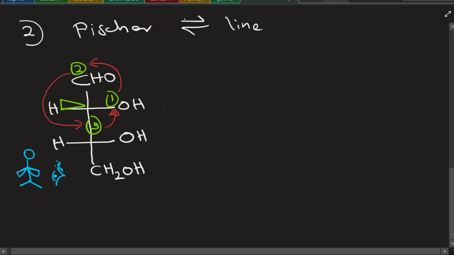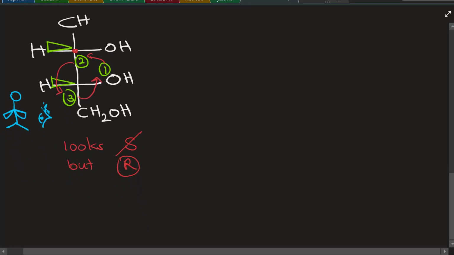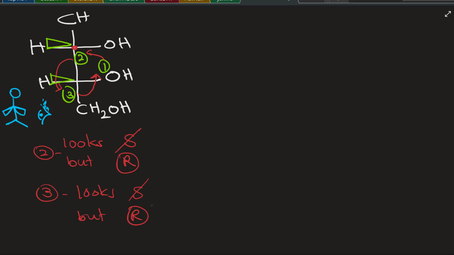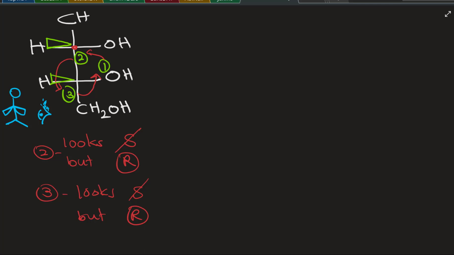You give the priority based on the CIP. 1, 2, 3: OH gets the first, second gets the CHO, third gets the lower part. And see, it looks S, but it's R because the hydrogen is in the front, right? So that's how you want to go. You don't need to do anything else. It looks S, but it's an R. So you can do the same thing for the second carbon, right? So make sure when you write a chiral center, the second chiral center looks S, but is an R. The third chiral center is also an R, based on our method, right?